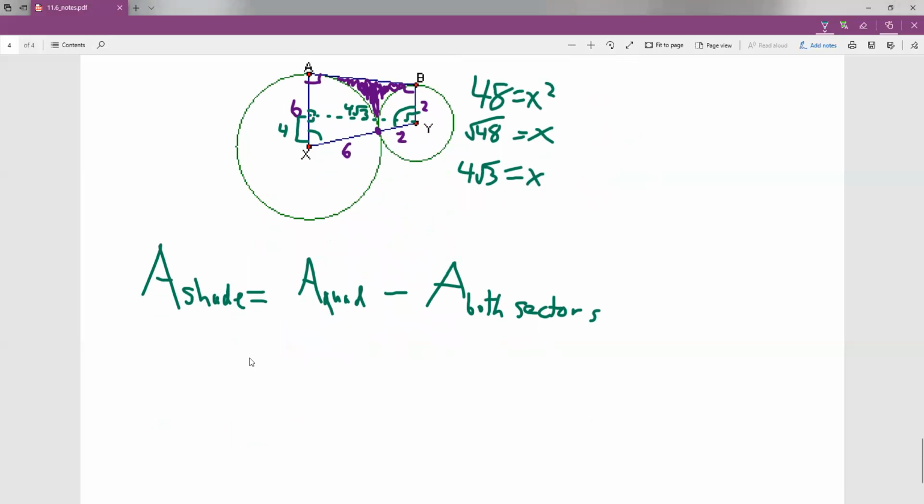Okay. So let's break this down. The quadrilateral, we're going to break that down first. So it's going to be the area of the square or the rectangle plus the area of the triangle. Minus my two sectors. So area of both sectors. I'm just going to write that. Okay. So the area of the rectangle is just going to be length times width. So 2 times 4 root 3.